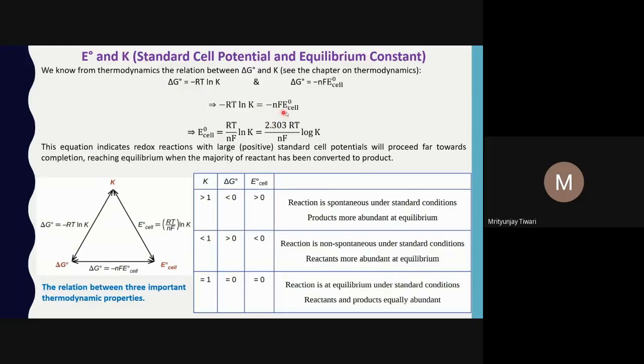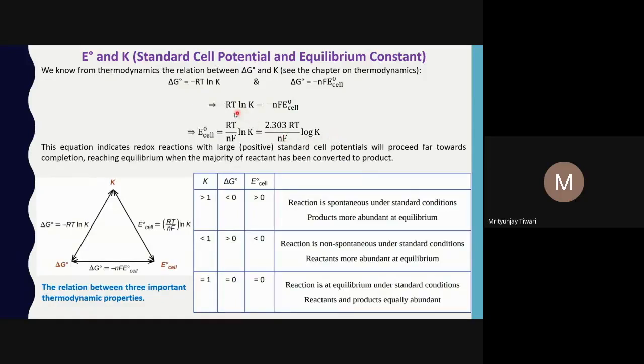Now I can write E naught cell is equal to, the minus sign will be cancelled out, RT by NF ln K. And we know that if you convert ln K, which is base e, into base 10, we have to multiply by 2.303. So ln K will be equal to 2.303 log base 10 K. So E naught cell will be equal to 2.303 RT by NF log K.